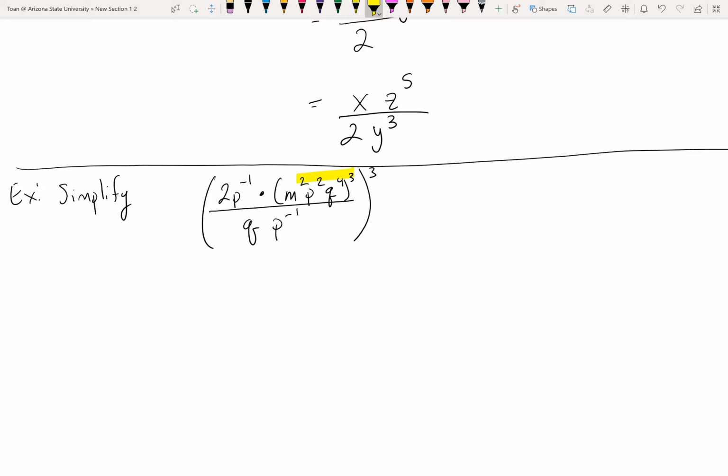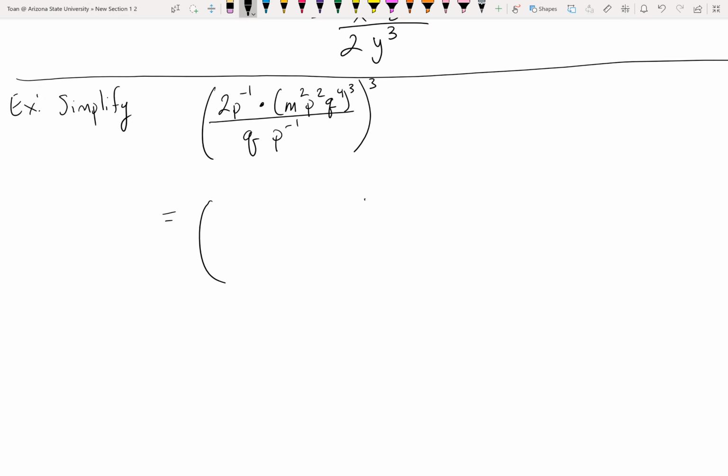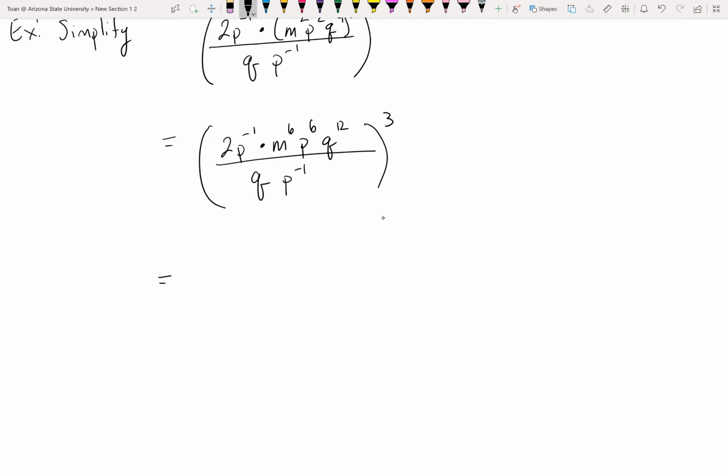So my first step, I'm only going to do this guy because he's the inside parentheses. Everything else, I'm going to leave alone. So equals. The big parentheses, I'm going to leave alone. The 2p to the negative 1, I'm going to leave alone. But I'll go ahead and distribute the smaller parentheses. So 3 times 2 is m to the 6. 3 times 2 is p to the 6. 3 times 4 is q to the 12. Everything else stays the same. Now I still have the big parentheses, so we got to take care of him.